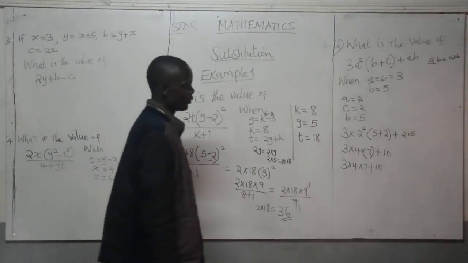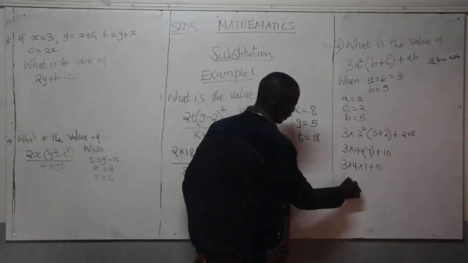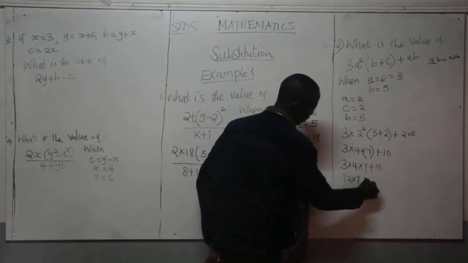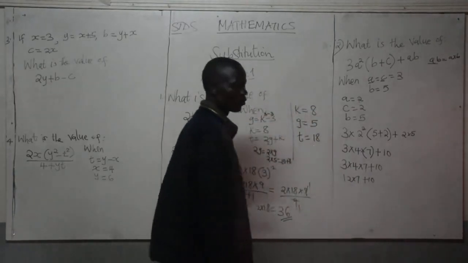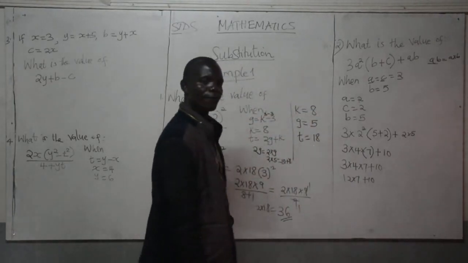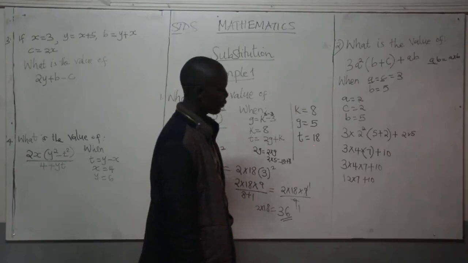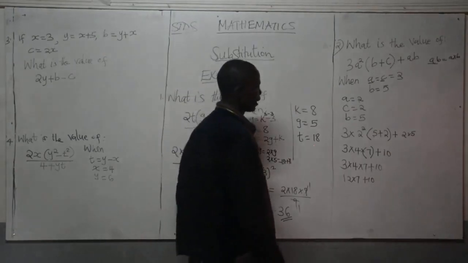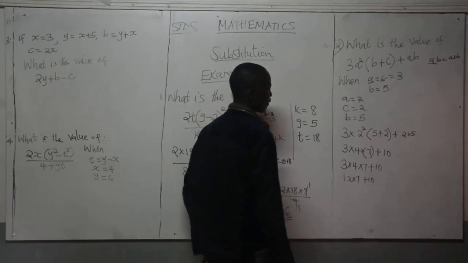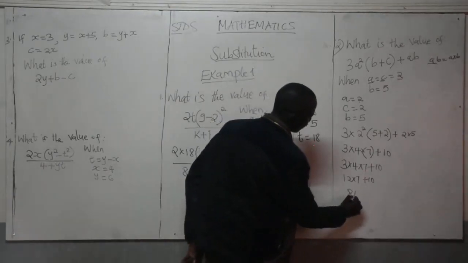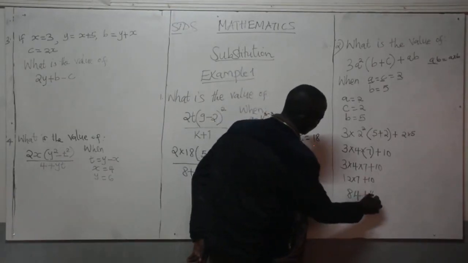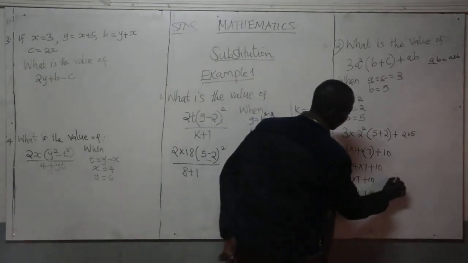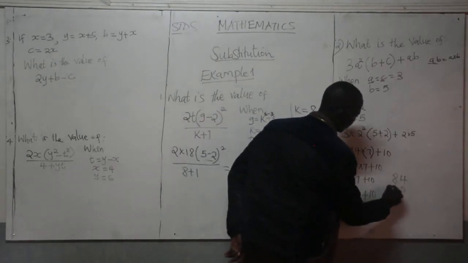3 times 4 gives us 12. So 12 times 7 plus 10. Can you multiply that? 12 times 7 gives us what? Very fast. 12 times 7 gives us 84 plus 10. So we have 84 plus 10.